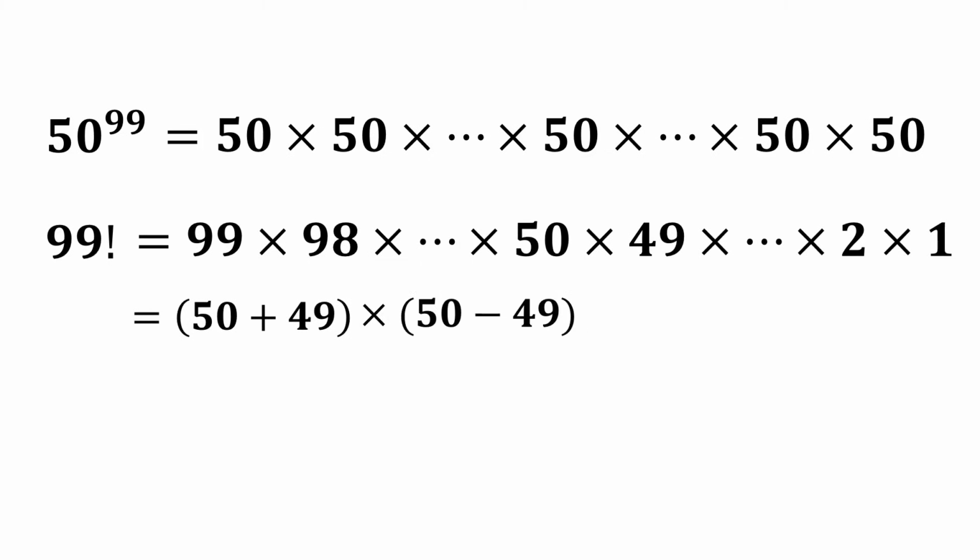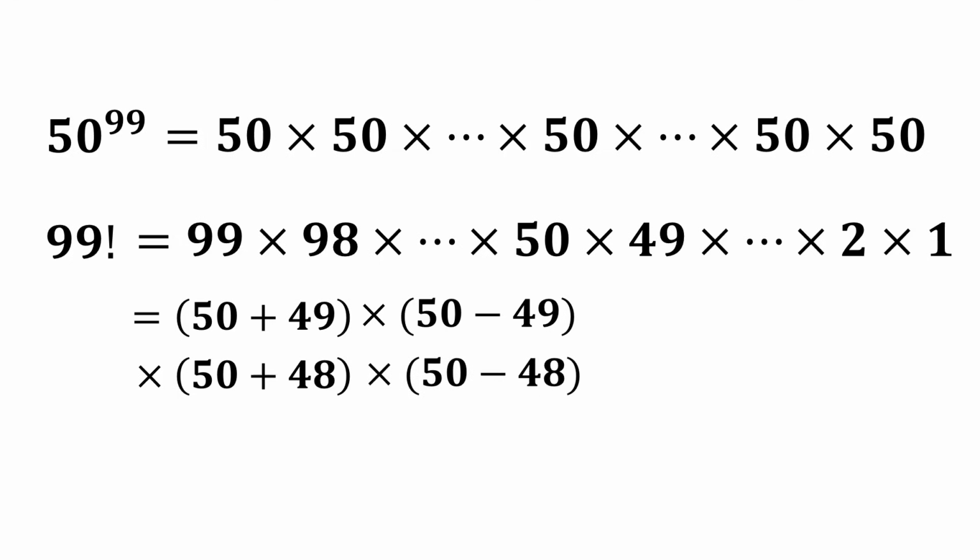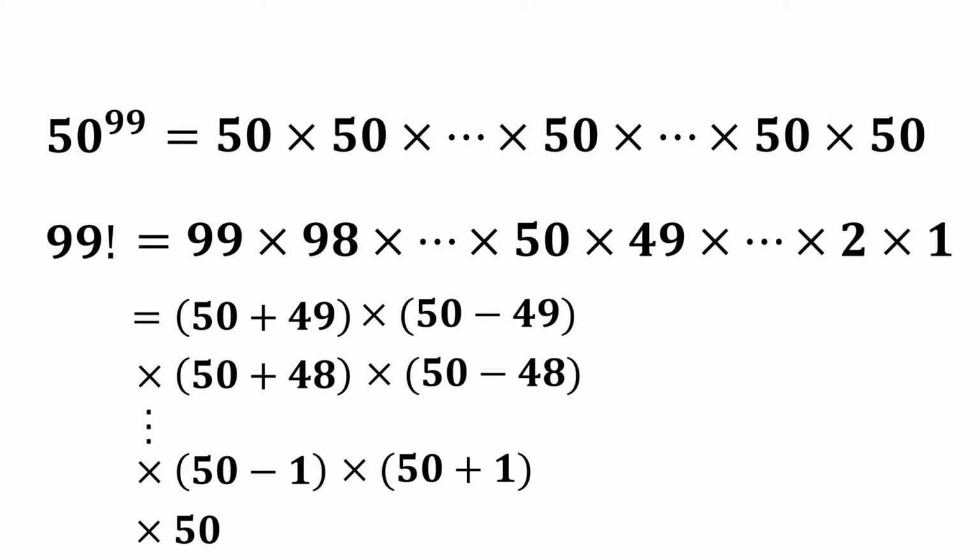50 minus 49 with 50 plus 49. 50 minus 48 with 50 plus 48. And we continue this pairing until 50 minus 1 with 50 plus 1. In the end, the number 50 remains alone. So how many groups do we have? 49 pairs and one single 50. Now, why is this grouping useful?